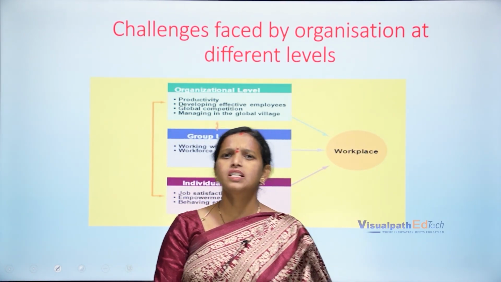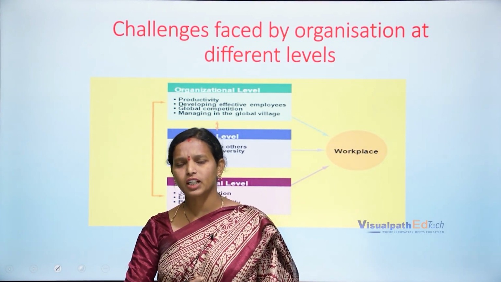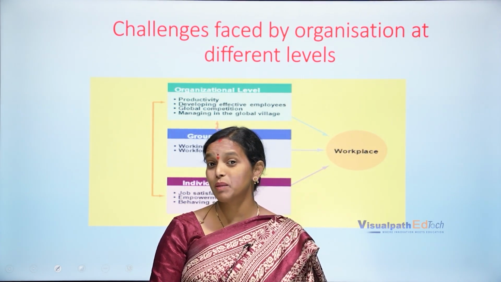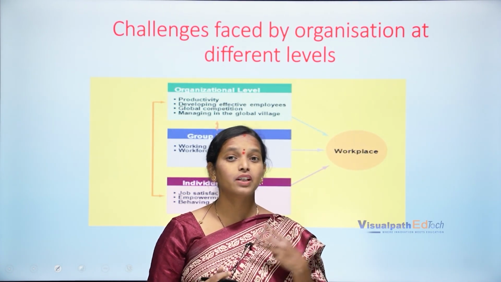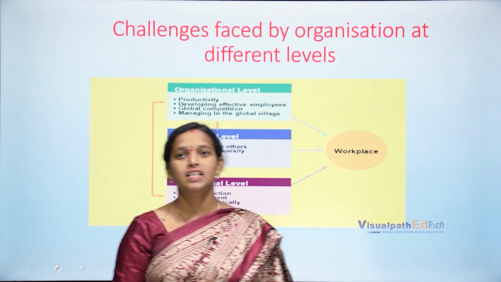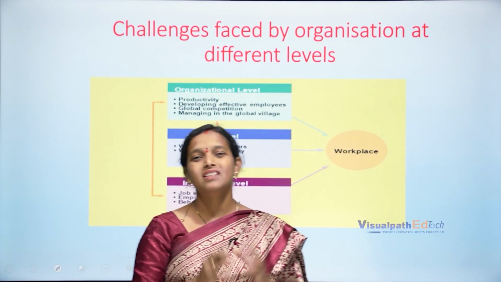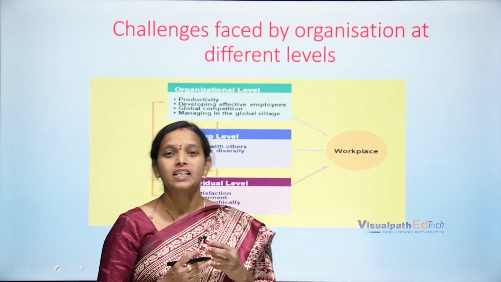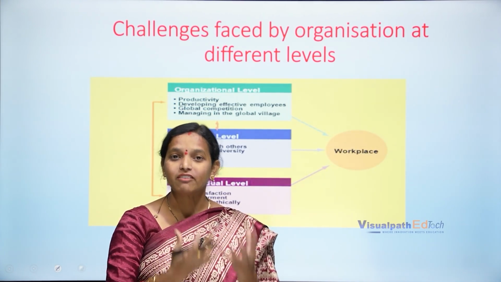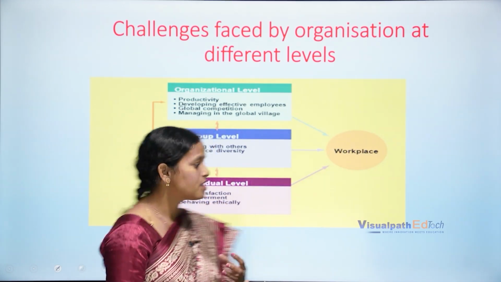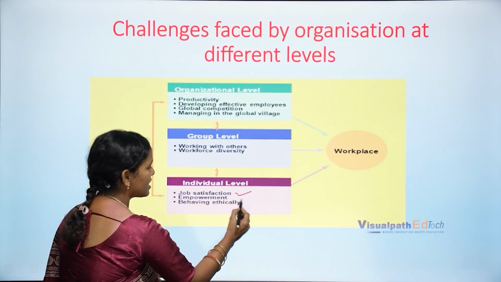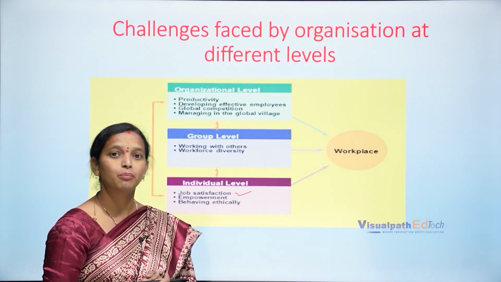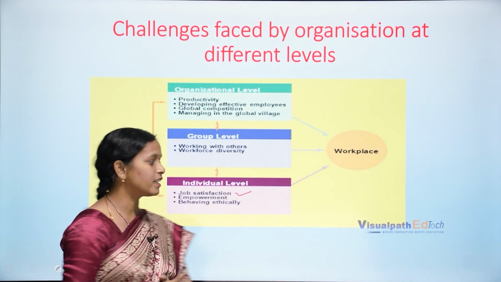As we have gone through the different levels of organization behavior, we can analyze people's behavior at the workplace at three levels. The first level is the individual level. The individual level is concerned with the individual's perception, behavior, way of thinking, training, development, motivation, job satisfaction, and empowerment. These are all challenges faced by organizations at the individual level.